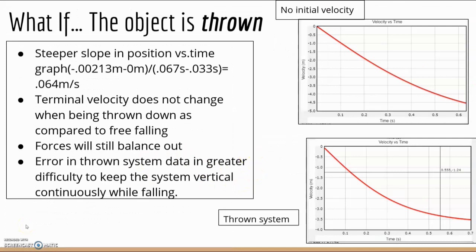Is there a difference in terminal velocity if the object is thrown instead of allowed to fall freely from rest? The answer is no. The forces will still balance out. With attempting to capture data for this, there was more room for error, as throwing my system down resulted in the system not falling vertically the whole time. For this data to be more accurate, it would have been more important to throw the system from a higher position than simply doing what I did for the free fall data.